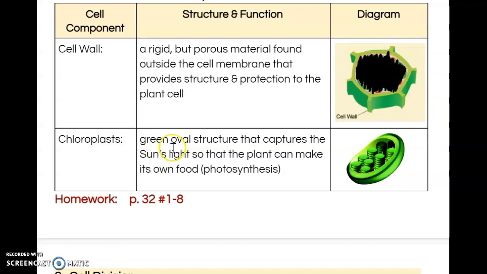So chloroplasts are green oval structures that capture the sun's light so that the plant can make its own food. Okay, this is also known as photosynthesis. This is where photosynthesis happens right here in this chloroplast right here.